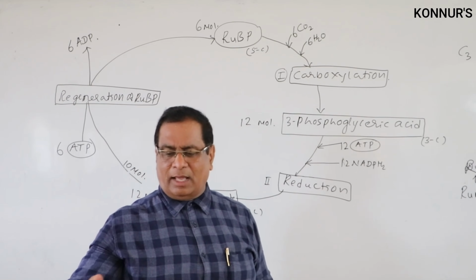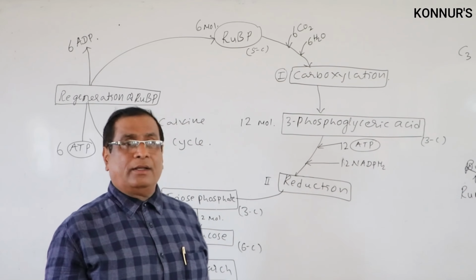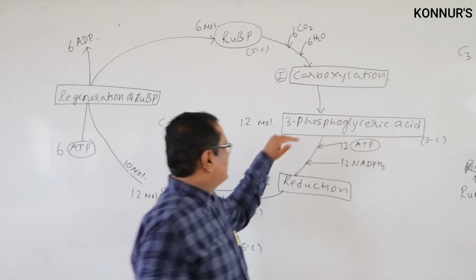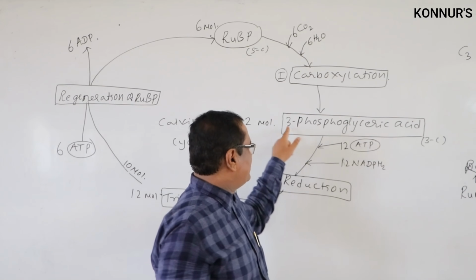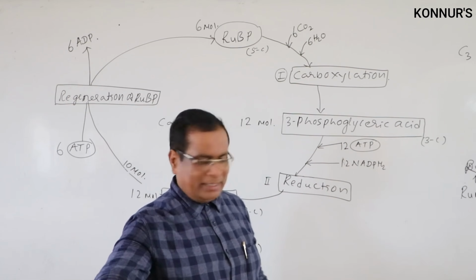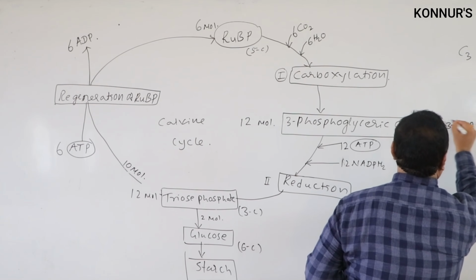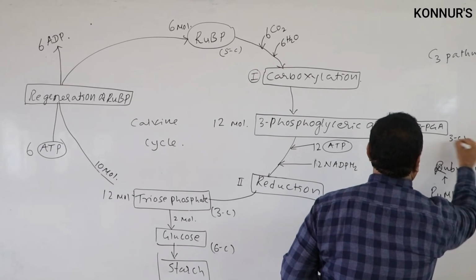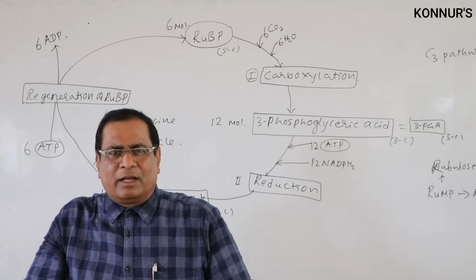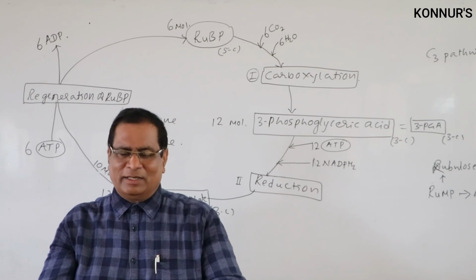There are 4 questions, multiple choice answers are given. One among them will be this. In the C3 pathway, the first formed stable compound is 3-PGA. They may give 3-PGA. I have given an elaborated form. 3-phosphoglyceric acid, that is 3-PGA. And in the C3 pathway, which of the following compounds fixes the CO2? RuBP, which is a 5-carbon compound. That also they can ask.